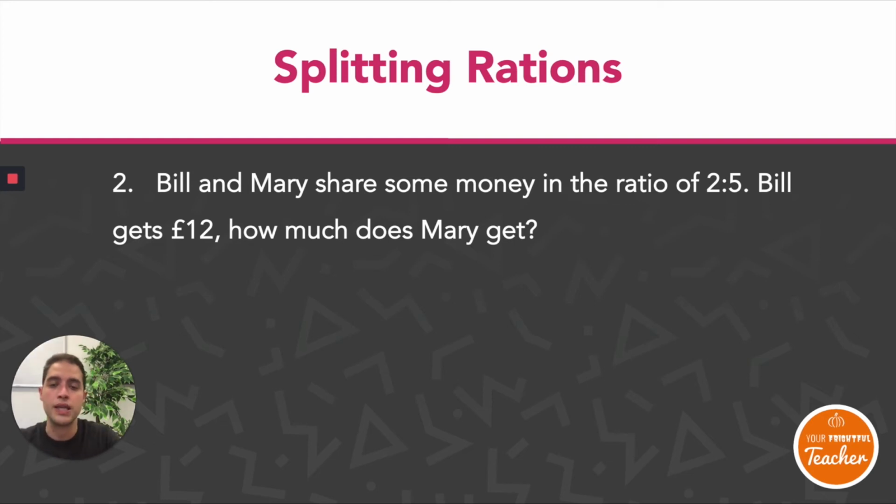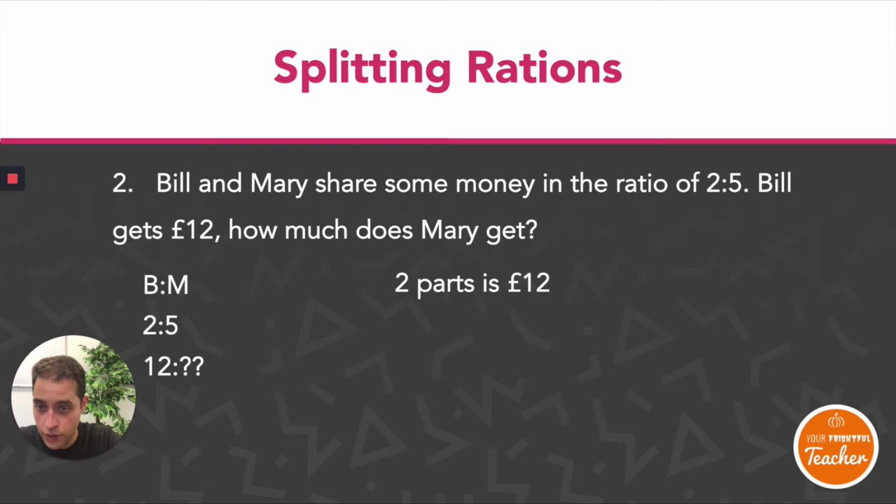So we need to think about this slightly differently. Let's line them up again. So the same split is there, 2 to 5. And we know that Bill has 12, but we don't know what Mary has. That's what the question is asking us to find out.